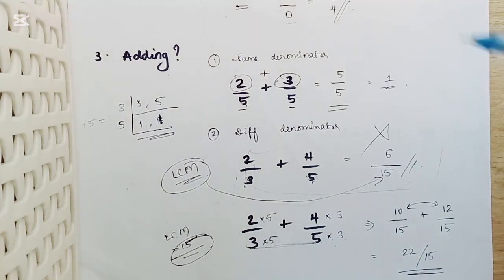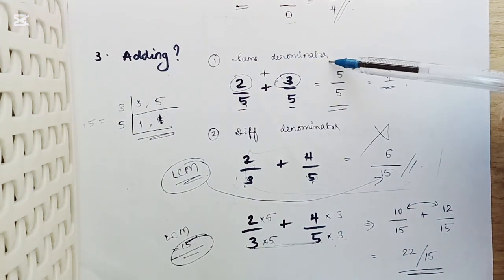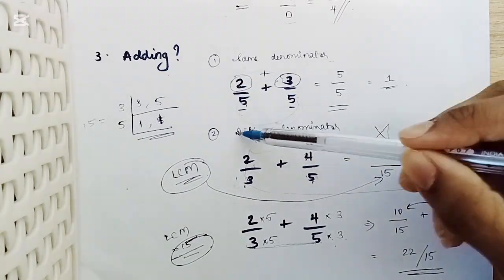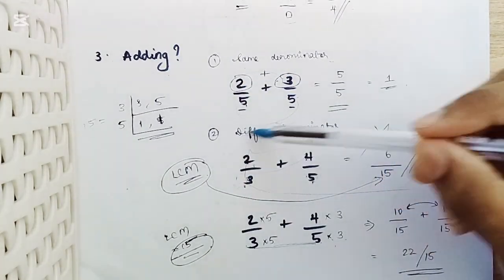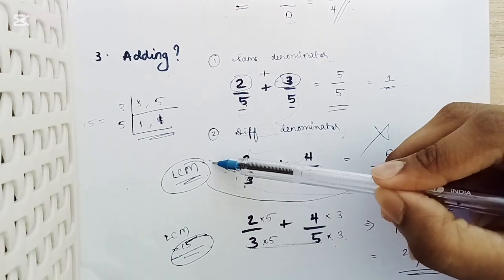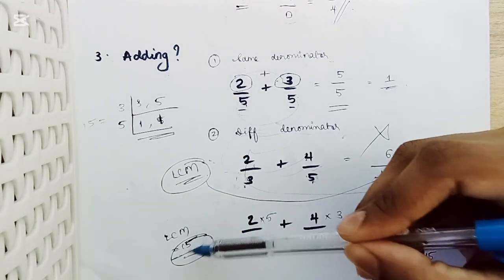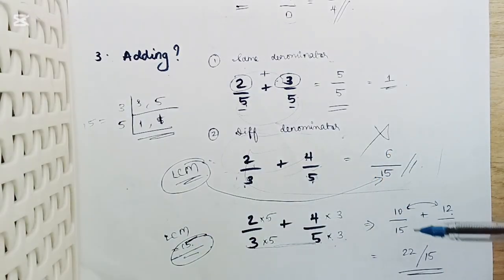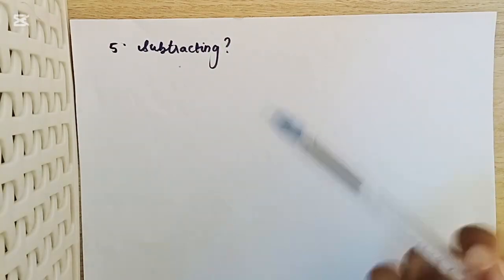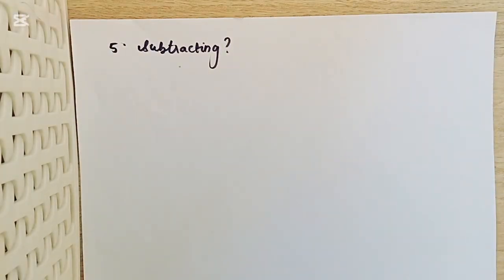This is how you do addition of fractions. Case 1, when there is same denominator, we add the numerator and keep the denominator as it is. And when there are different denominators, we make the denominators the same by using LCM, and we multiply with the number to get the LCM, and then we add the numerator, keep the denominator the same, and get the answer. And then the next topic will be the subtraction of fractions.